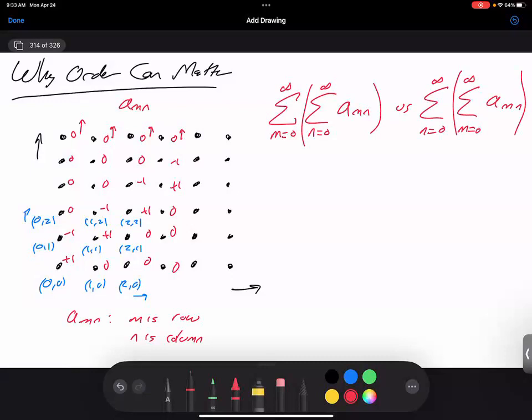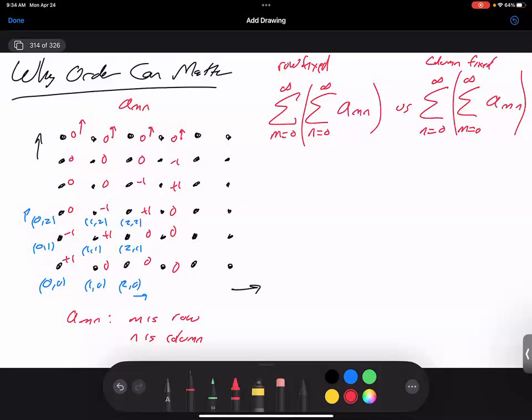So what can you tell me if we're looking at a_mn where we sum over n? Have we fixed the row or have we fixed the column? When we're doing the sum, m goes from 0 to infinity, and then the sum n goes from 0 to infinity of a_mn, we're doing the n sum first. We fixed the row. So here, the row is fixed. Here, the column is fixed.